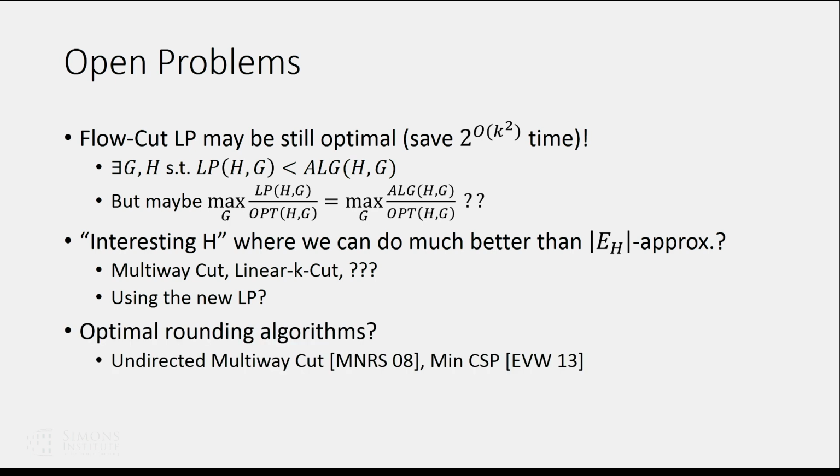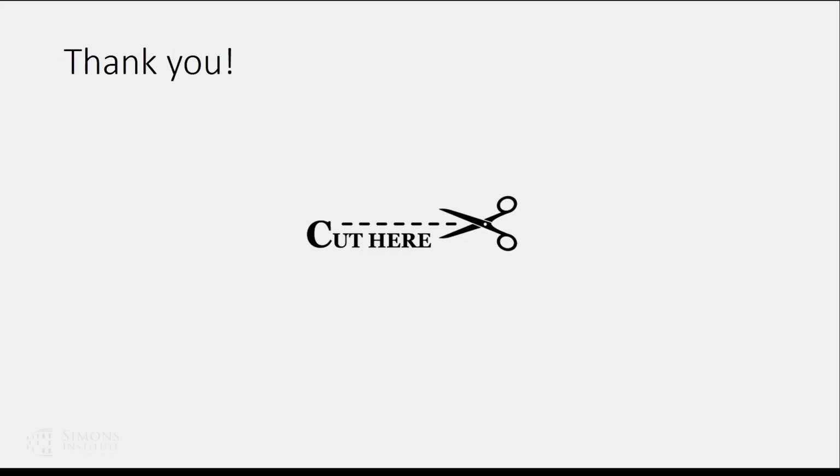The final open question is to find the optimal rounding algorithm. I just stated it as an approximation algorithm via LP, but I don't know how to round it. This problem also exists in the earlier work of MNRS or EVW, where they show that a certain LP is optimal for undirected multiway cut or min CSP. For max CSP, we know that some SDP is optimal, and we know the rounding, at least theoretically. But for these problems, the rounding algorithms are missing, so that's going to be a very good research direction to study. Thank you.